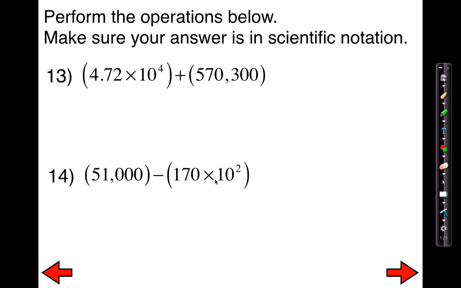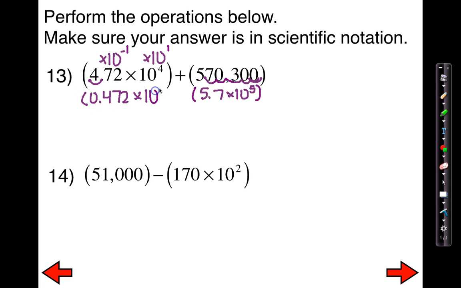But as I'm doing that, I'm going to keep in mind I want to keep the power of the larger exponent. So right now, if I were to convert this into an exponent, it would be 5.7 times 10 to the, let's see, 5.7 is going to be 1, 2, 3, 4, 5. Okay, because of that, I'm going to go ahead and adjust this one by 1 to make it 10 to the 5th as well. So I'm going to multiply this by 10 to the 1st, which means I'm going to have to multiply this by 10 to the negative 1st, moving it once to the left. So now I have 0.472 times 10 to the 5th plus 5.7 times 10 to the 5th.